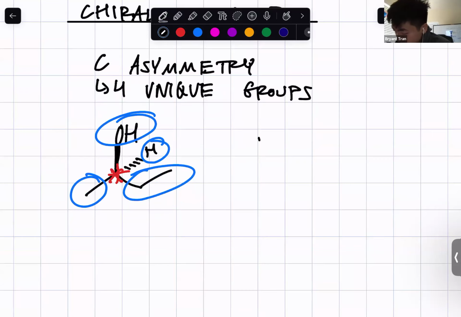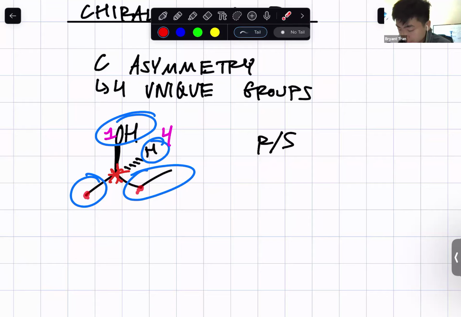Now, when we assign R and S, we have to assign each group a priority by atomic number. Oxygen here has the highest atomic number, so that would be number one. Hydrogen would be number four, the least prioritized group, because it has the lowest atomic number. Now, there is a tie between these two carbons right here. And when there's a tie, you look at the next atom, you see what it is attached to besides the chiral center.